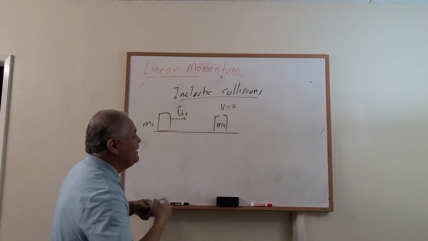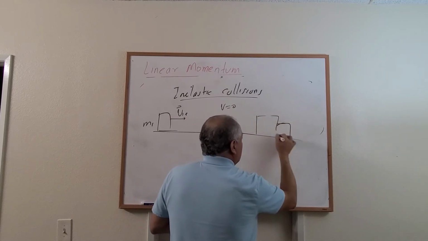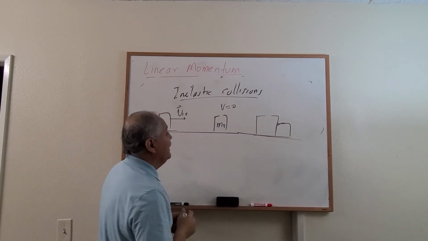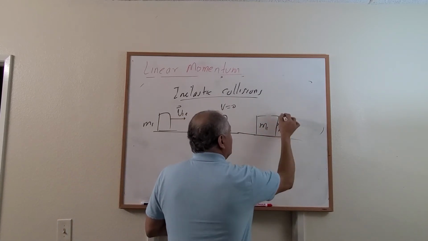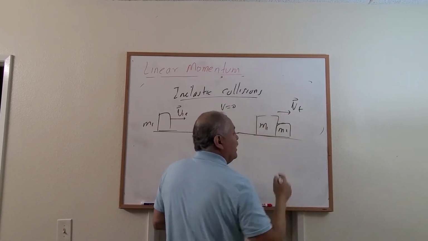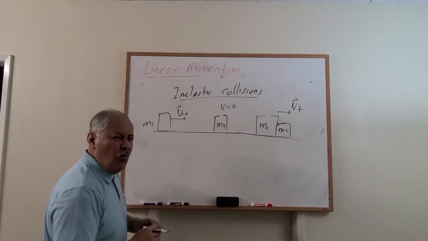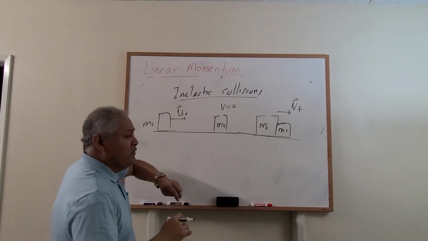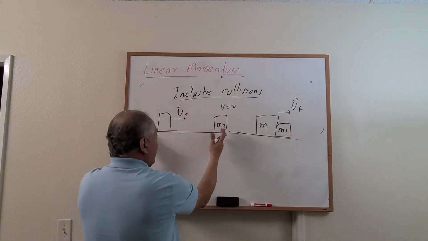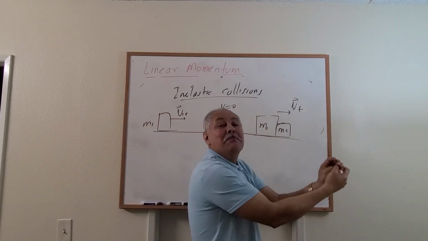Let's do it. So what happens later? We have this system moving as a single piece. Imagine again, this is M1, this is M2, and we have the same final velocity for both. So how can we solve these problems? Using conservation of momentum, which means the momentum before the impact equals the momentum after the impact.